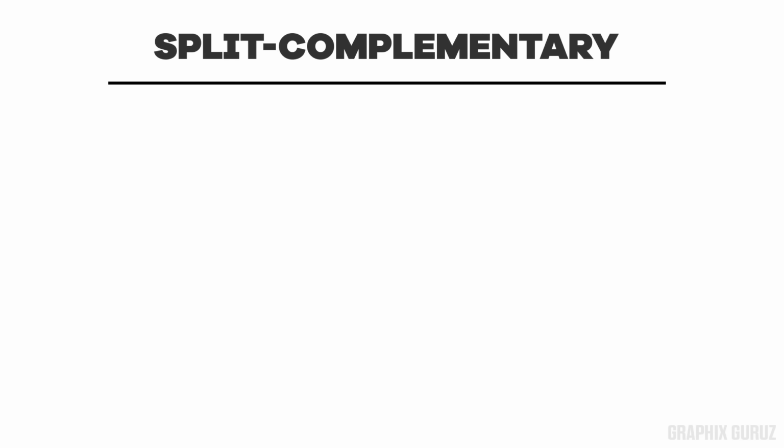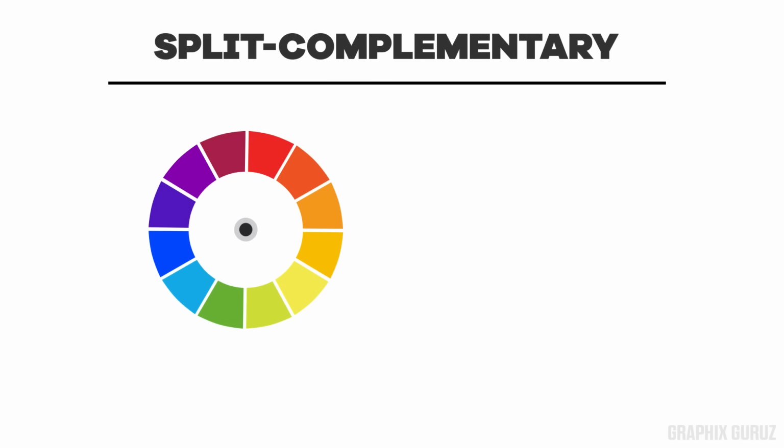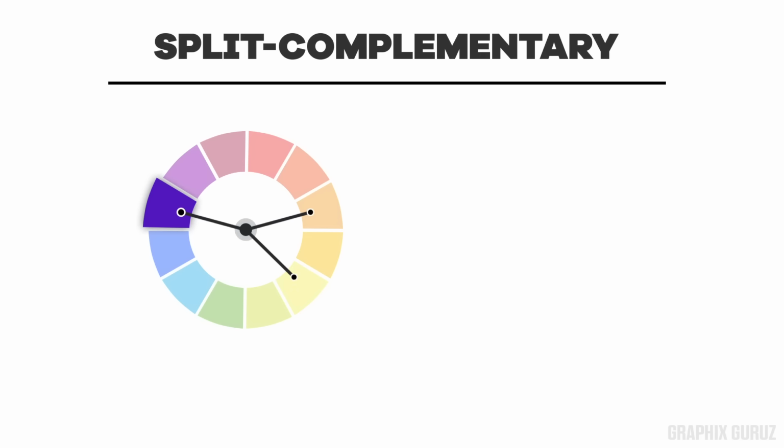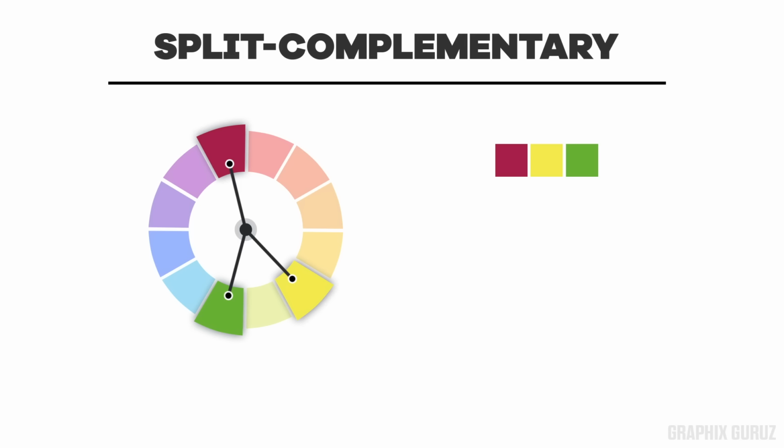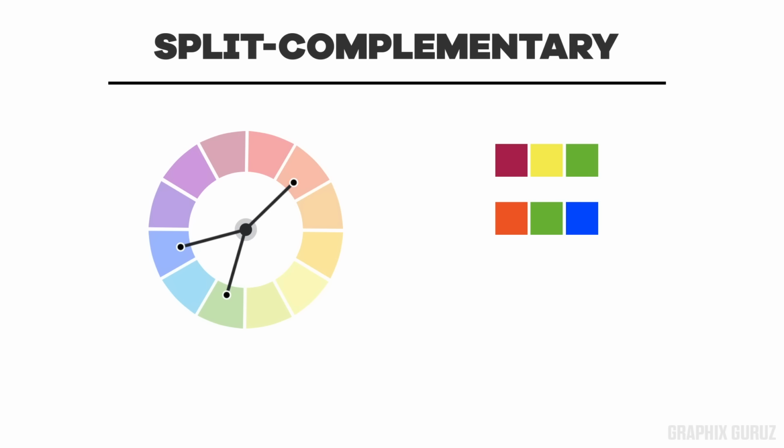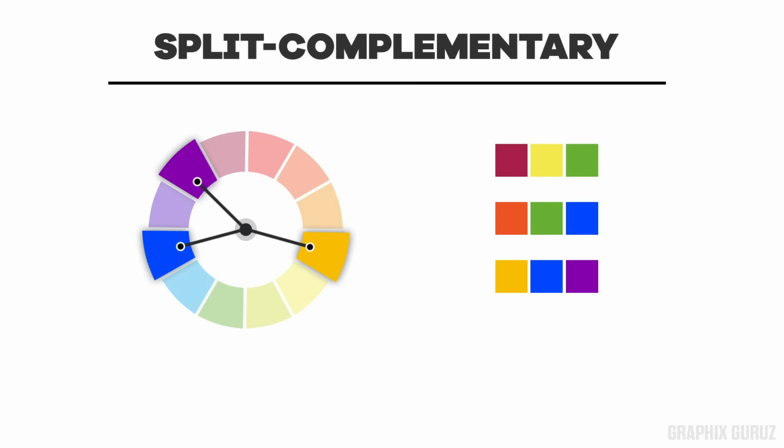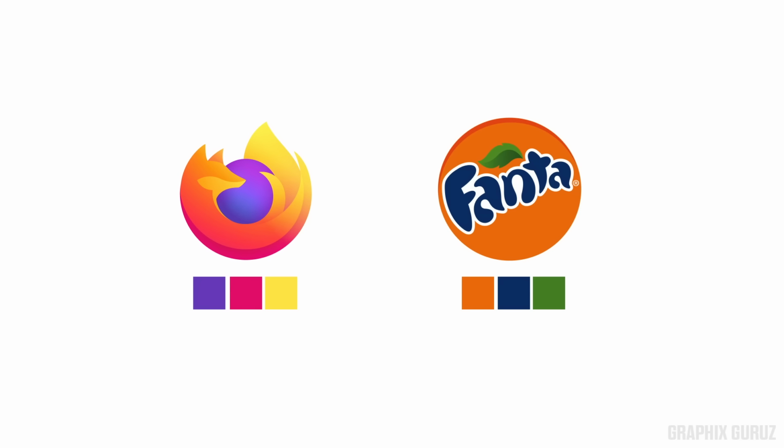Let's move on to the split complementary color scheme. In this harmony, pick a base color and the 2 neighbors of its complement. In split complementary, red-purple faces yellow and green, red-orange faces green and blue, yellow-orange faces blue and purple. Brands like Firefox and Fanta use a split complementary color scheme.